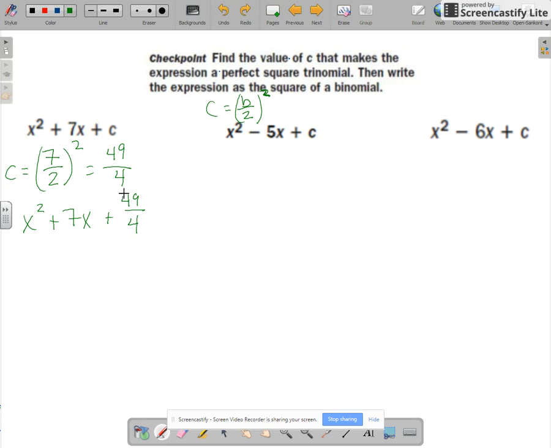When we factor this, remember, it's always x plus. Now, it's not always plus. It's going to determine what that middle sign is. But for this one, it's plus. And then it's just b divided by 2. So b divided by 2 was 7 over 2, quantity squared.